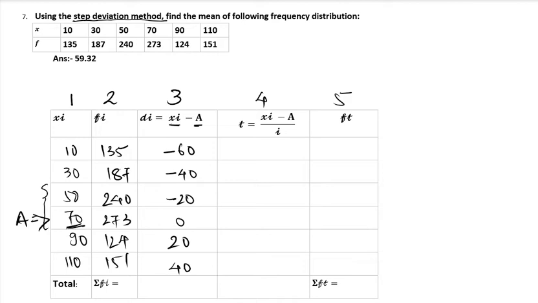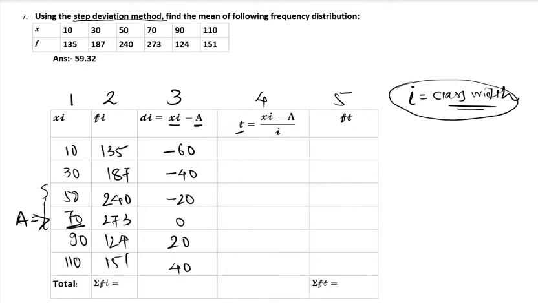Now we have to find t, that is the fourth column. What is t? t is (xi minus a) by i, or di by i. So what is i over here? Please remember, i is equal to the class width. We don't have class width because we are dealing with an ungrouped frequency distribution. So i is the biggest number which can divide all di's.